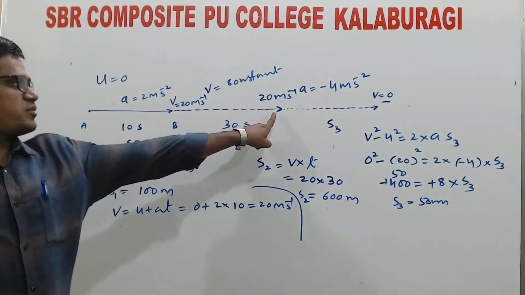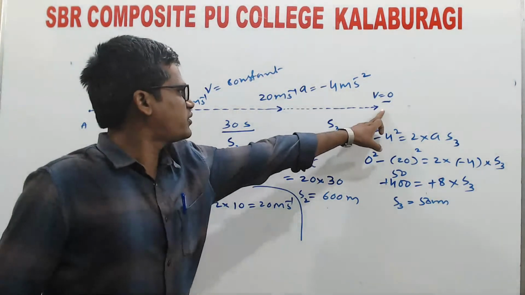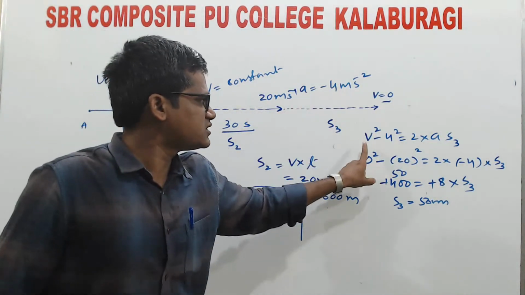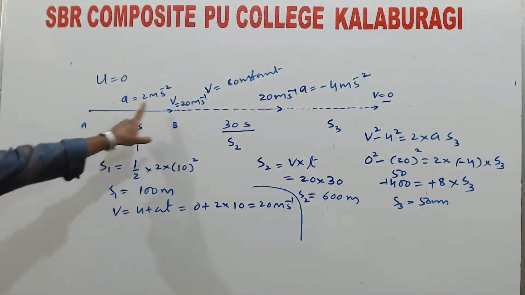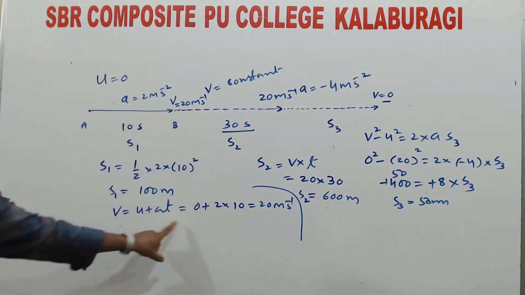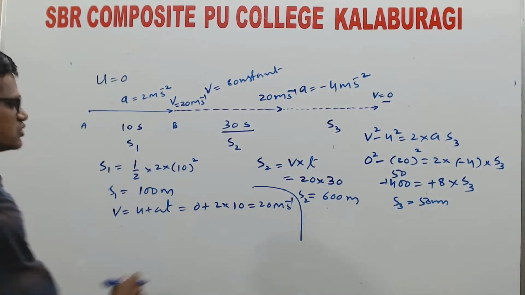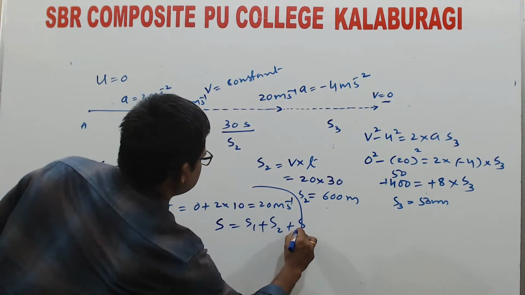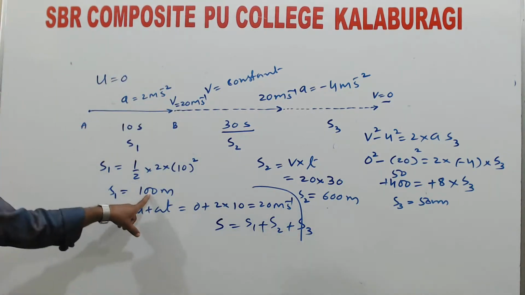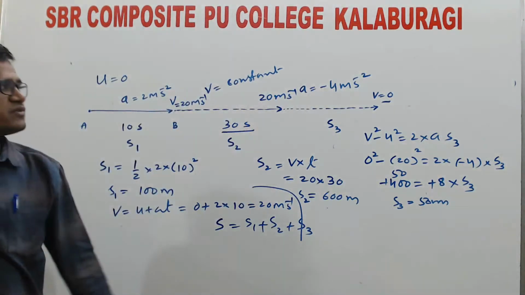Here no kinematic equation, simple S equals Vt. Here kinematic equation, starting velocity, final velocity, S3. And here starting velocity is 0, final is this, we have found it. Okay, you sum up all the things. What is the total distance? S equals S1 plus S2 plus S3. What is S1? 100. S2 is 600. S3 is 50. Therefore, it will be 750. Right?